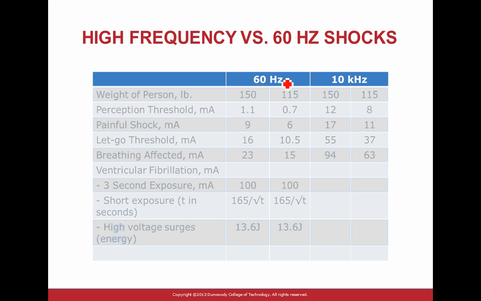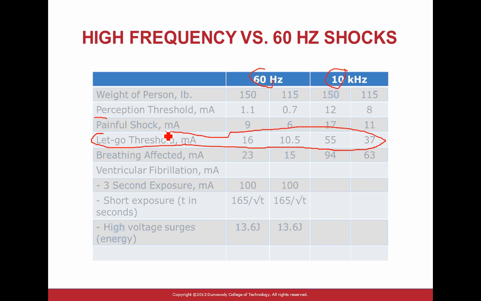This is the difference between the effect on people based on the frequency. I'm just going to put the 60 and 10K. For example, the painful shock, let-go threshold. That's my favorite, let-go. If you have a 150 pound guy like Chad, 16 milliamps we talked about, but if you put a signal of 10 kilohertz, you can handle 37 milliamps.